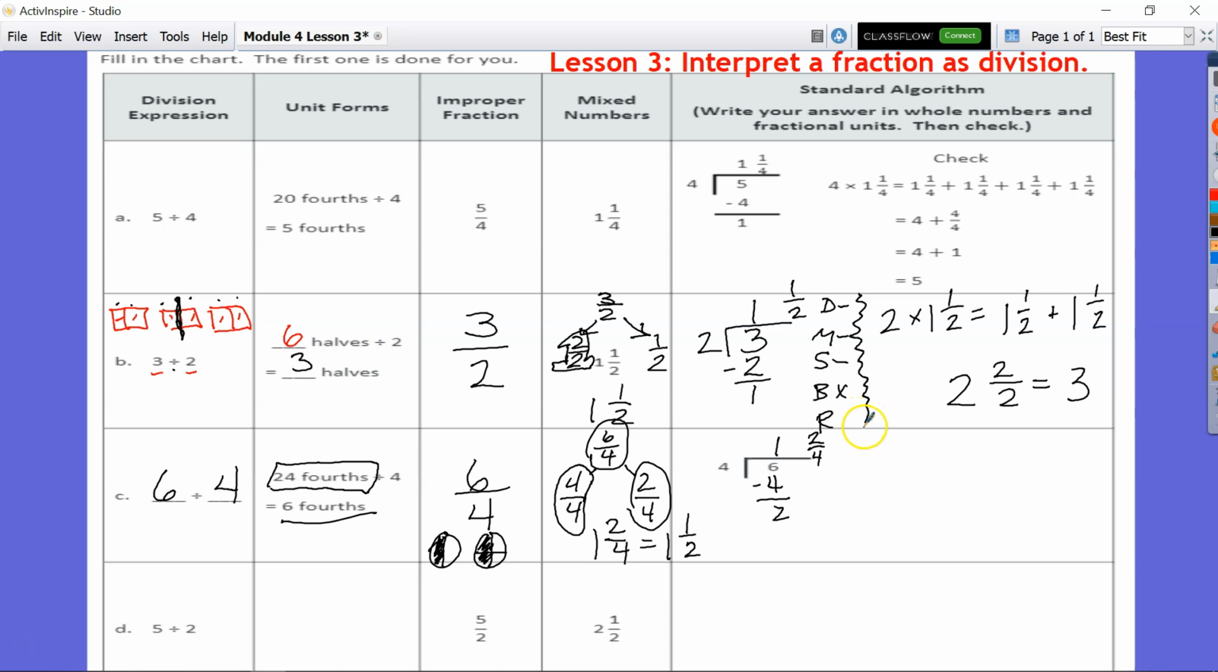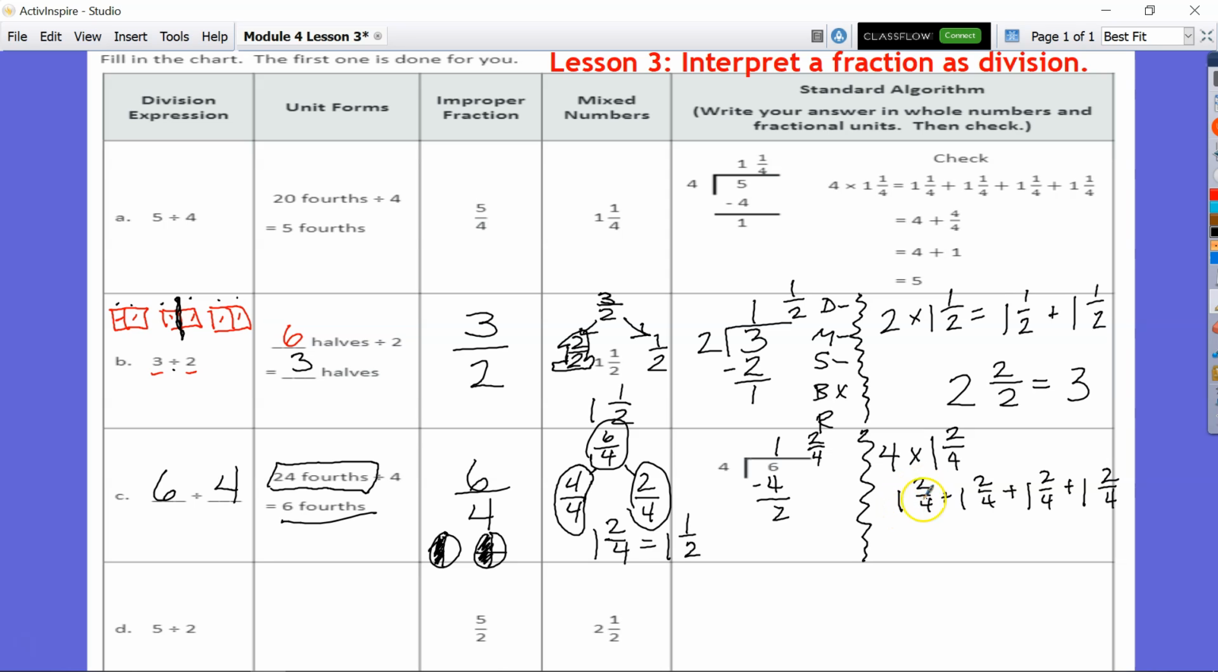Okay, so let's go ahead and double check that using the inverse of division, which is multiplication. So I have 4 times 1 and 2/4. So I need 4 sets of those. Let's go ahead and write that out. I'm going to write it out under here just so I have a little more room. 1, 2, 3, 4. Let's go ahead and add that up.